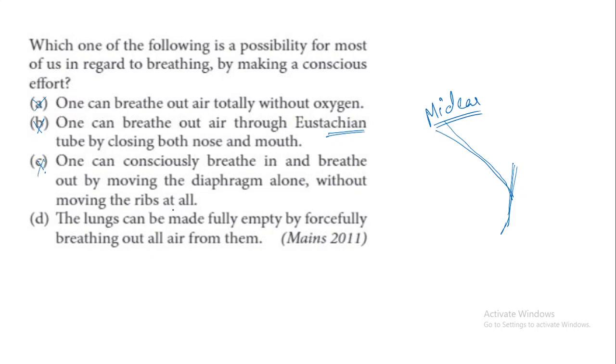But before concluding that D is the right option, let's just read it once. The lungs can be made fully empty by forcefully breathing all the air out from them. To some extent, this is right. The lungs cannot be made fully empty, though you forcefully breathe air out from them. Some meager amount of air will be left. But compared to the other options, this option seems to be right. Most of the air is removed from the lungs by forceful breathing out. During normal breathing, we can't say that we are emptying the lungs entirely. During forceful breathing, most of the air is given out from the lungs, but again, the alveoli do not collapse. Air is removed to this extent, but not so much that the alveoli collapse. Compared to the other options, the right option here is D.